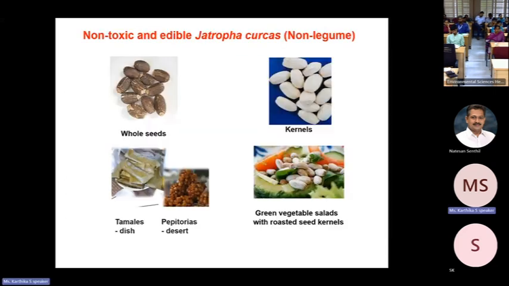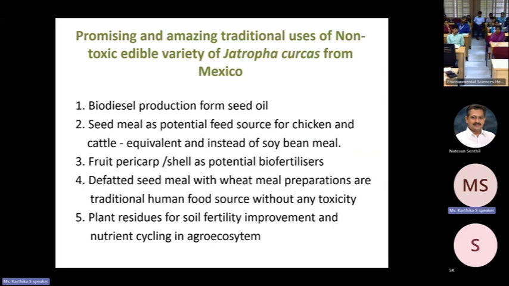All the benefits. Then you see, they are preparing dishes using this kernel after processing. Two dishes, one is a Tamales dish and the other a Pepitorias dish, special dishes they are preparing. They also mix it with vegetables, our day-to-day vegetables. They mix and consume it after boiling, just like a peanut. Amazing. Only one place in Mexico. Not all places; they have already protected it. So these are the things.